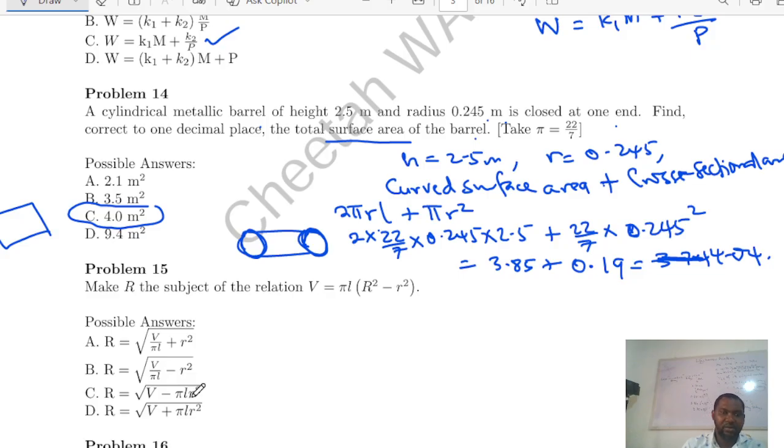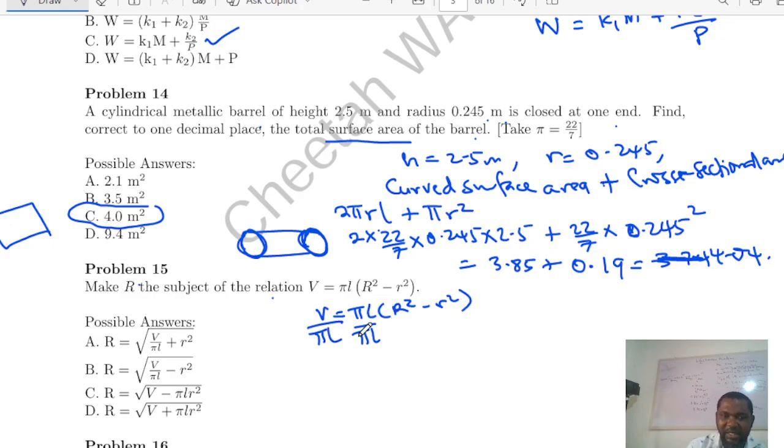Okay. So the next question says, make R the subject of the formula. Make R the subject of the relation. You know, subject of relation is quite easy, but I want to say something here. This is actually supposed to help some of you know what to do in cases like this. The first thing, since I'm making R the subject of the formula, I can eliminate this first. Some of you may want to open the bracket, it's still fine, but that will be taking too much time.